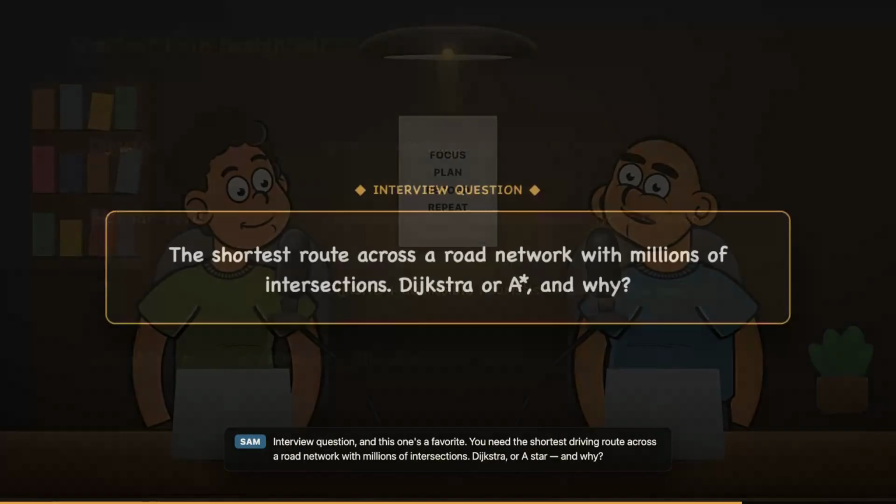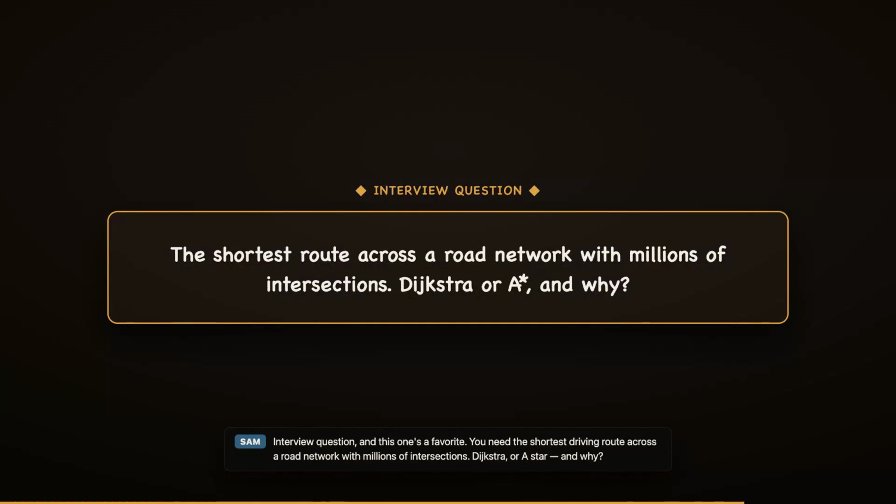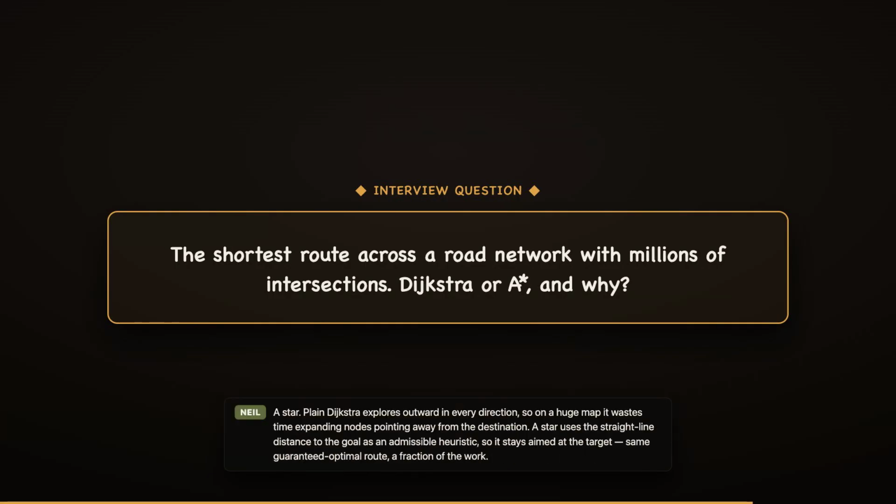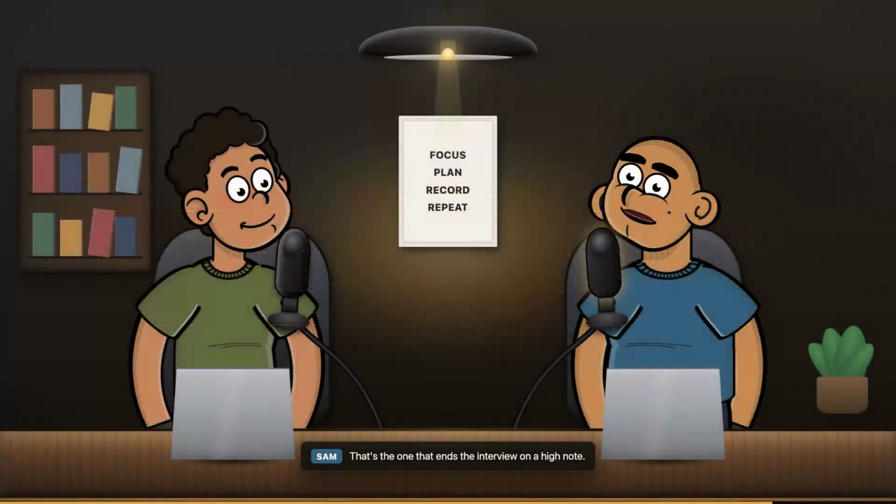Interview question, and this one's a favorite. You need the shortest driving route across a road network with millions of intersections, Dijkstra, or A*, and why? A*. Plain Dijkstra explores outward in every direction, so on a huge map it wastes time expanding nodes pointing away from the destination. A* uses the straight line distance to the goal as an admissible heuristic, so it stays aimed at the target. Same guaranteed optimal route, a fraction of the work. That's the one that ends the interview on a high note.